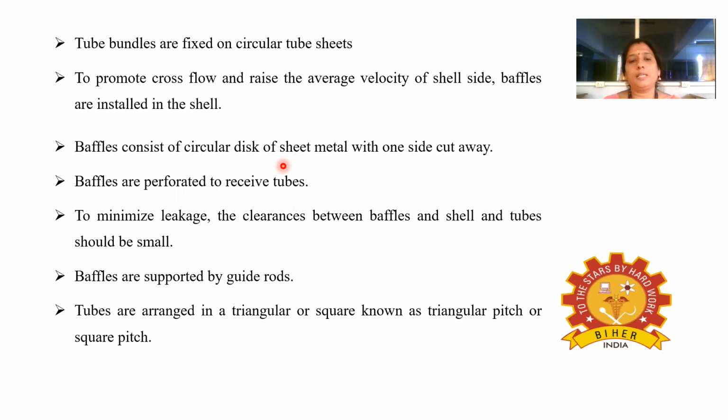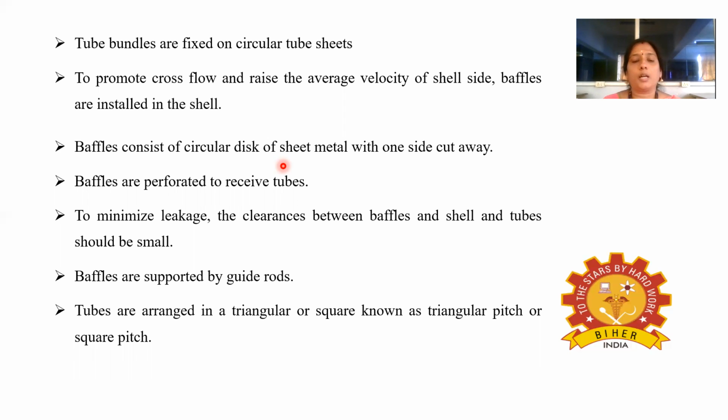To minimize the leakage, the clearances between the baffles and shell and tube should be small. If the clearance between the baffles and shell is too large, then there will be leakage. So to avoid that, this clearance should be very small. And the baffles are supported by the guide rods.